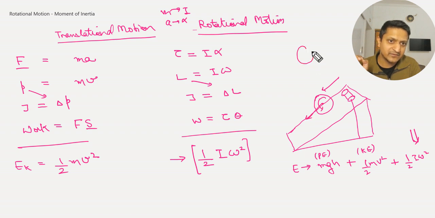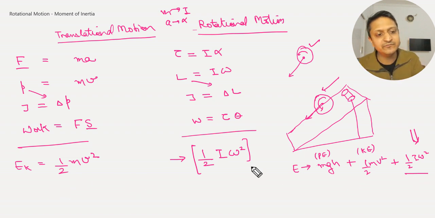Okay, like the center of mass will go down. So this will create translational kinetic energy. But this circular motion will also be there. So this will also add a rotational kinetic energy. So you have to always take care of all these energy formulas.